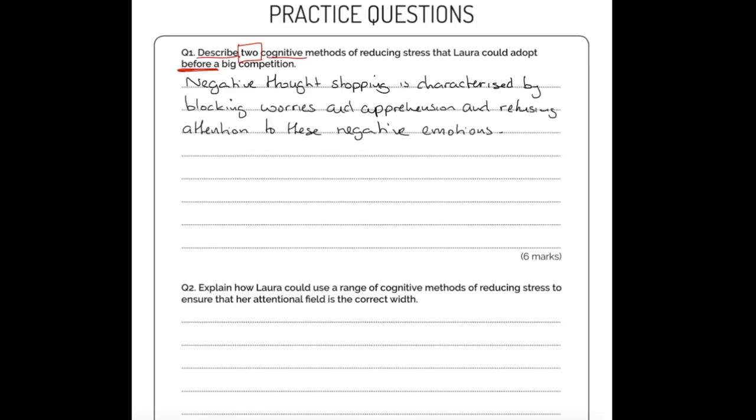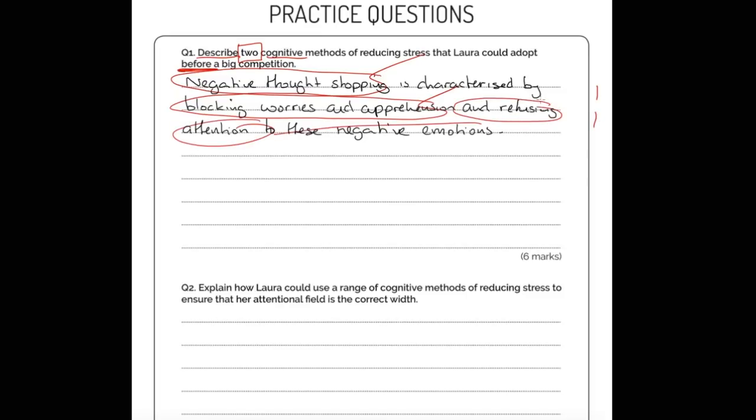So I'm describing negative thought stopping. There's number 1, only 1 mark for naming it. It is characterized by, I'm going to describe it now, blocking worries and apprehensions and refusing attention to these negative emotions. Now I've got my submax there, 3 marks available for my first of my 2 cognitive methods. Look, that is literally 1 sentence for 3 marks. Why? Because I know what describe means and I know my content. That's it. Next one.